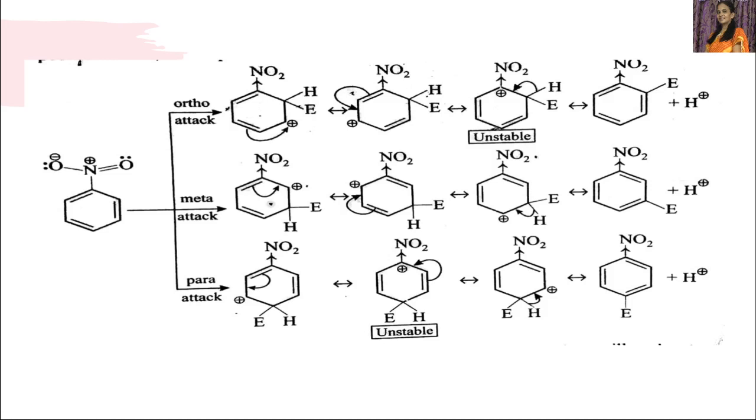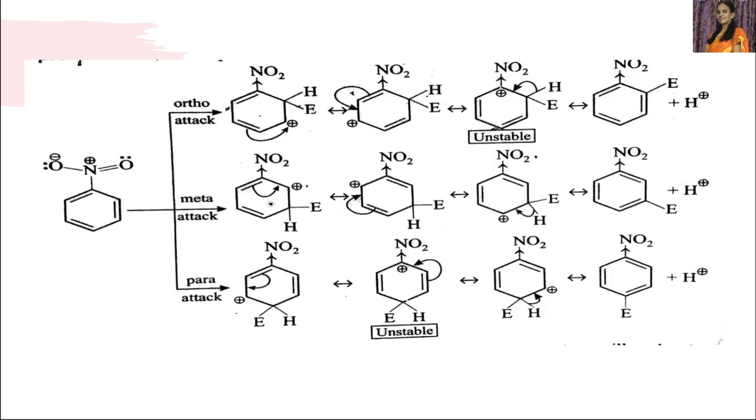Directly this nitrogen atom is attached. So this will make the structure very much unstable, as the nitro group is an electron withdrawing group. The positive charge which is present on this particular carbon to which the NO2 group is attached, as this nitro group is a withdrawing group, makes this structure less stable or unstable.